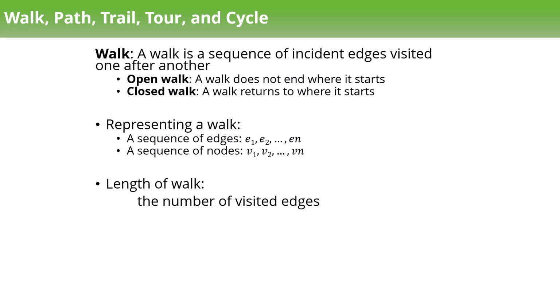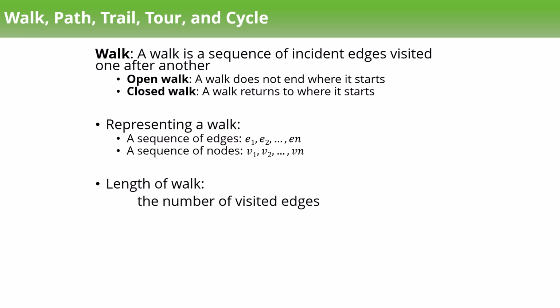So the next one is walk, path, trail, tour and cycle. So the first one is walk. A walk simply means moving through connected edges. You may visit nodes repeatedly, repeat edges or return to the starting point. Example, walking around your college campus. You may pass the library multiple times. That is still a walk.